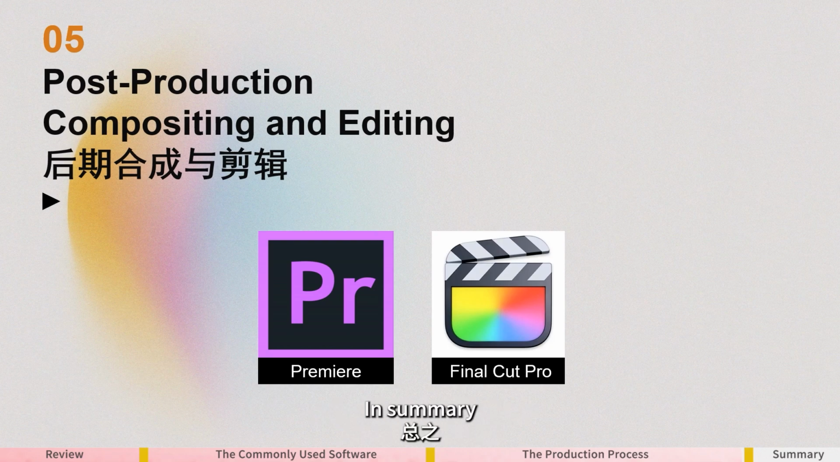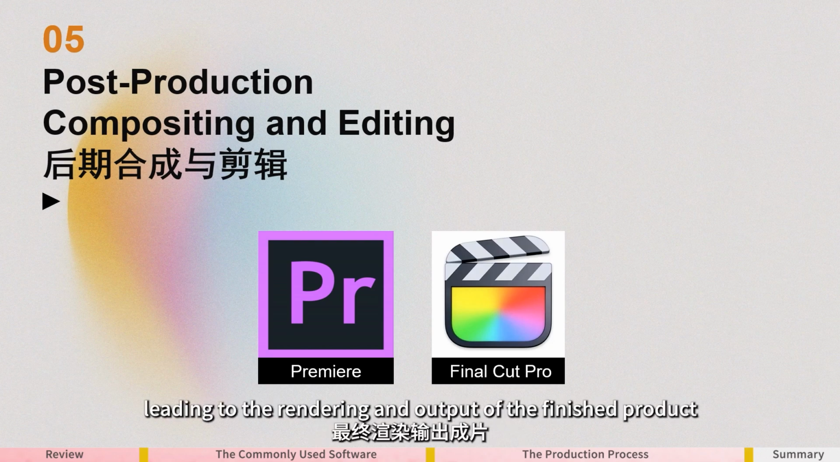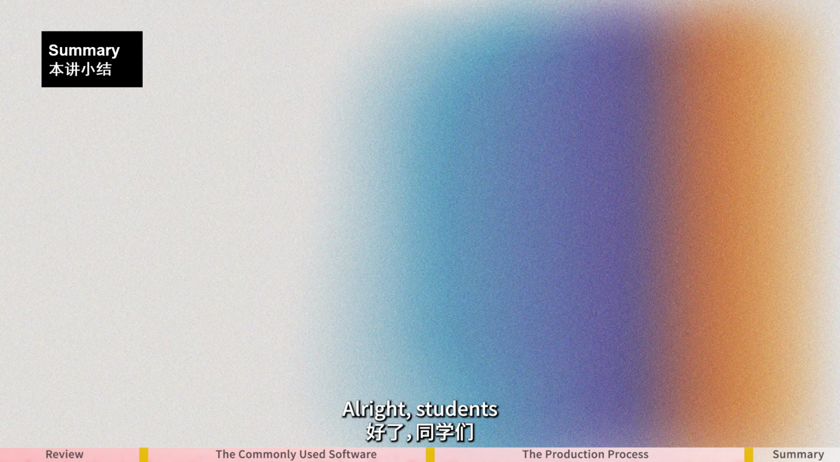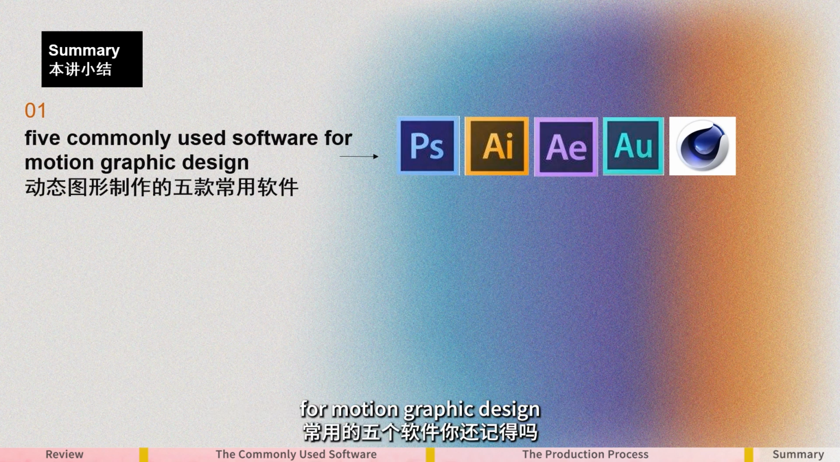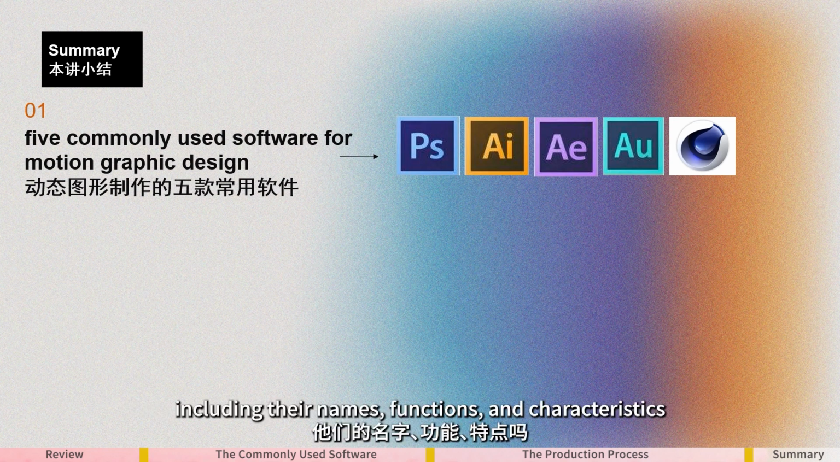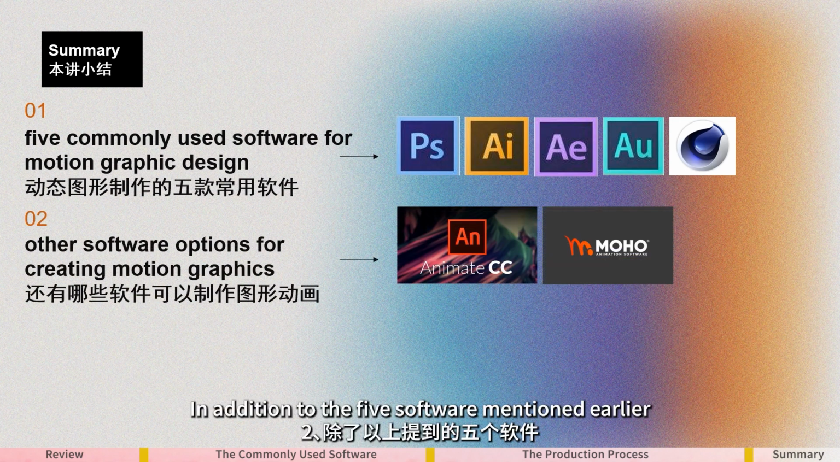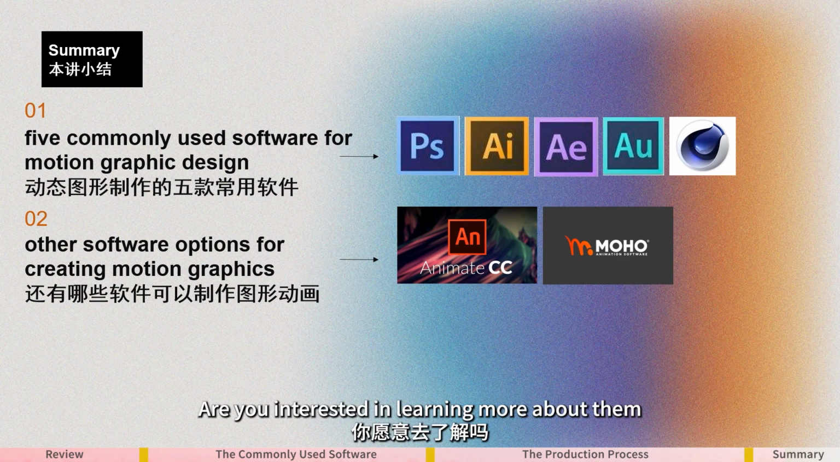In summary, this stage involves the final organizing and editing of the short film, leading to the rendering and output of the finished product. Summary. Alright students, let's take a moment to review the content of this lesson. I mentioned the 5 commonly used software for motion graphic design. Can you identify each icon and provide the relevant information, including their names, functions, and characteristics? In addition to the 5 software mentioned earlier, there are other software options available for creating motion graphics. Are you interested in learning more about them?